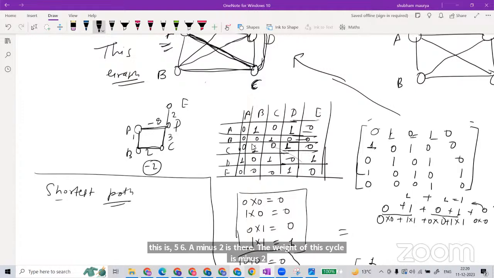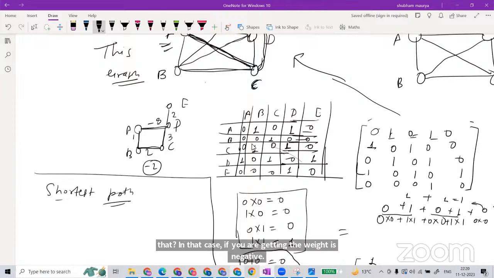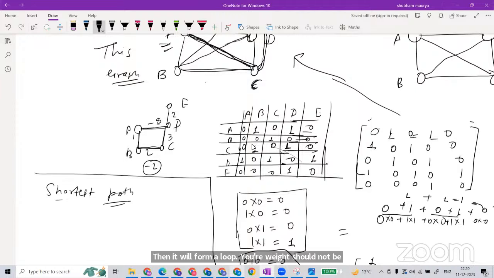And you are finding the shortest path. In that case, if the weight is negative, then it will form a loop. Your weight should not be negative. That's the meaning here, of the cycle. If the weight of a cycle, not even the weight of a graph, I'm saying the weight of a cycle becomes negative, then it is a trouble.